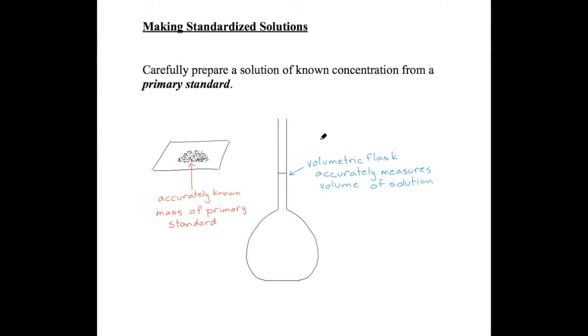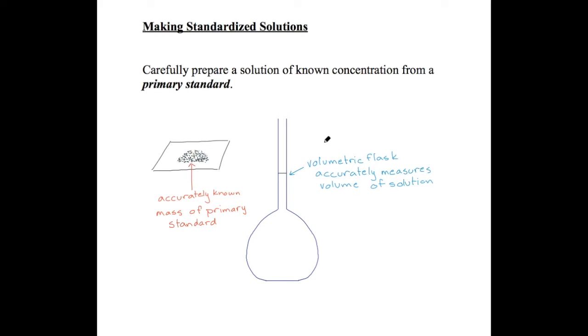Now that we understand the importance of having a standardized solution in a titration, let's talk about some ways that we could make standardized solutions. One way is to carefully prepare a solution with a known concentration, starting with a primary standard. So I guess we need to define what a primary standard is. A primary standard is a substance where you know everything about it, and the composition of the substance, the nature of that substance, remains constant over a long period of time.